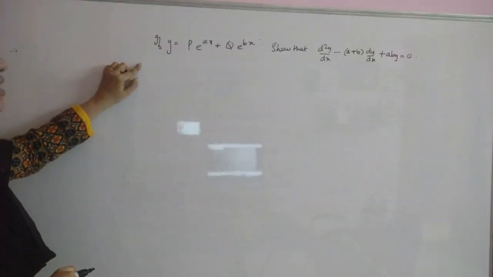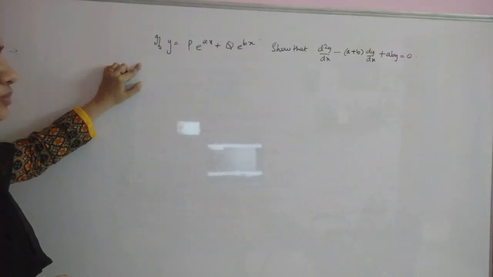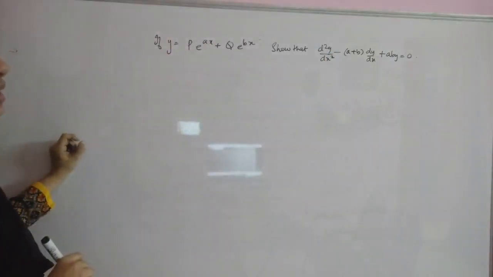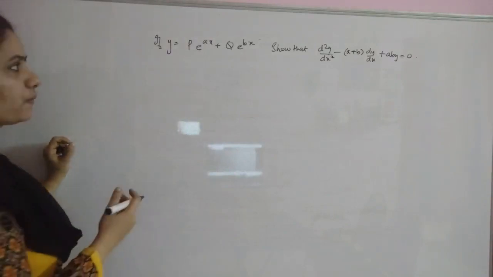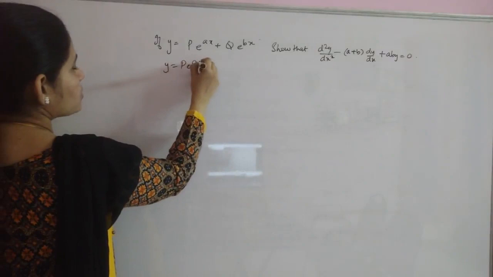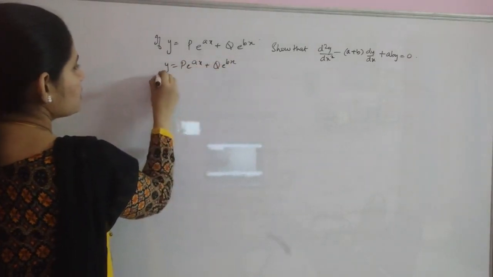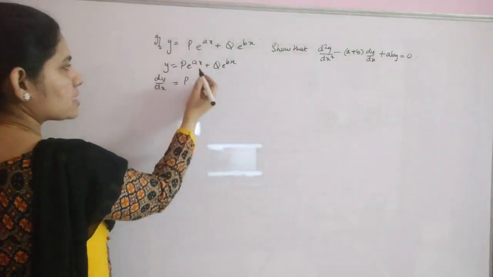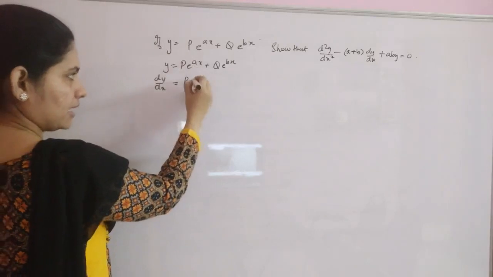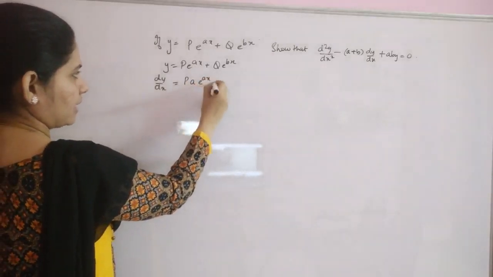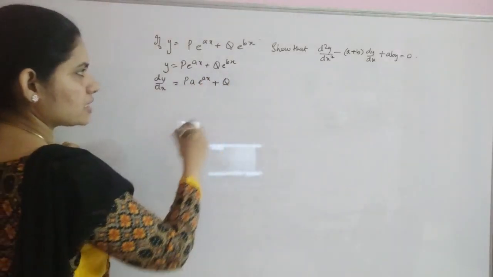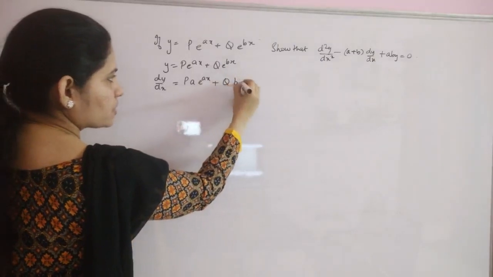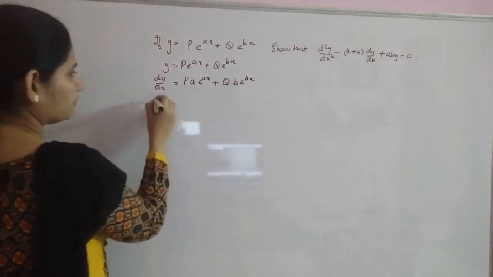The question is, if y is equal to p e raised to ax plus q e raised to bx, you have to show that d square y by dx square minus of a plus b into dy by dx plus aby is equal to 0. So starting with y is equal to p e raised to ax plus q e raised to bx, the first derivative will be p into the derivative of e raised to x, which is e raised to x into the derivative of ax, which is a. So we'll get pa e raised to ax plus q is a constant, the derivative of e raised to bx will give you e raised to bx into the derivative of bx as b. So it is qb e raised to bx.